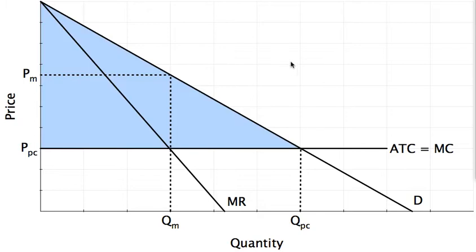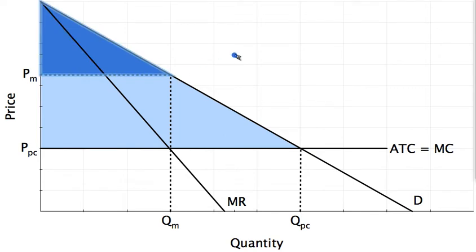Let's compare that to the consumer surplus in a monopoly market. Again, remember that consumer surplus is the area above price but below demand. So here is our price, and there is the demand curve. The area between those two is consumer surplus in a perfectly competitive marketplace. Let me pick a darker color just to contrast it.